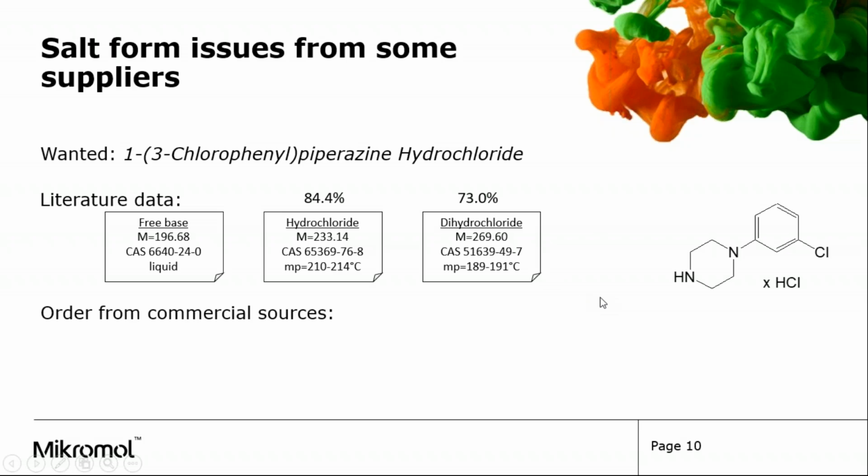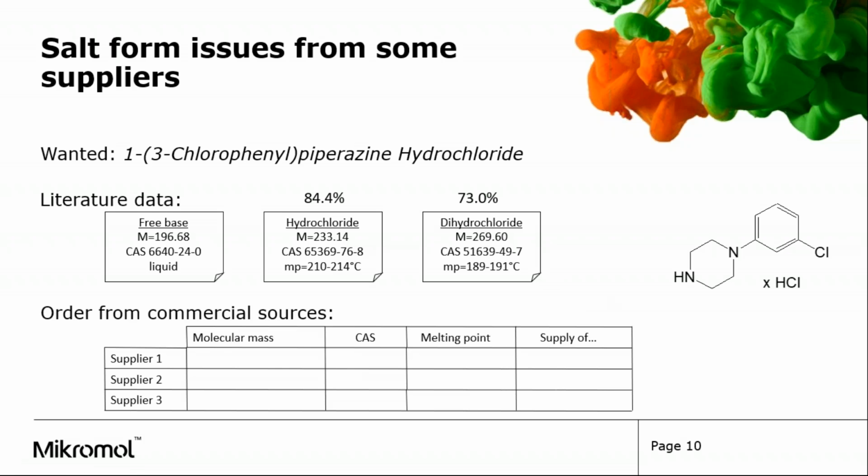And as it turns out, this compound is available from several commercial sources, and LGC did some investigating here and found that from one supplier in the catalog, the mass was listed as the free base mass. The CAS number, however, was listed as the hydrochloride salt, as well as the melting point. But when actually furnished, the material turned out to be the dihydrochloride salt. So that could present an issue.